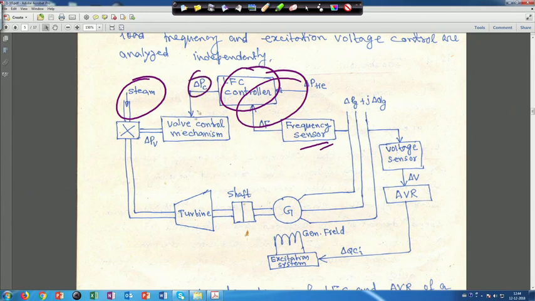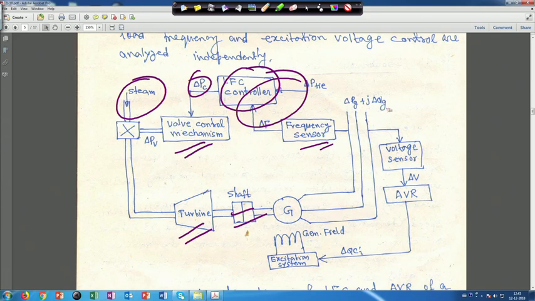This is the valve control mechanism. According to these signals, the opening or closing of the steam valve is dictated. Then the steam comes to the turbine, then the shaft is there, and the turbine and generator are coupled together. In a power plant there is no gear mechanism for this. So the turbine and generator, and then the three phase terminals are there.